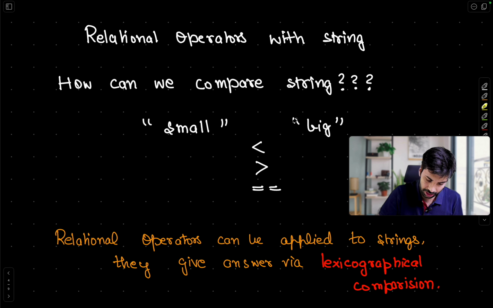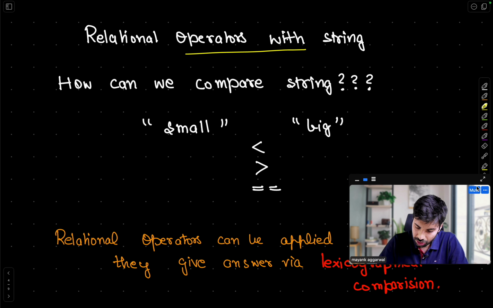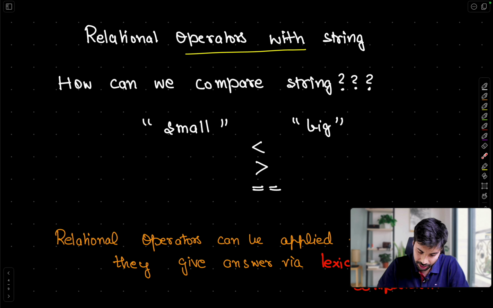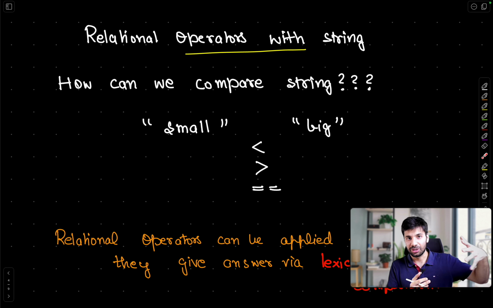Now you are going to see relationship operators with strings. How can we compare strings? That is something we have never done. How can you say which is small and which is big, which is greater? You may think that big is greater, but small has 5 characters. Here we have 5 characters, here we have 3 characters. It's our understanding that big means bigger and small means smaller, but Python doesn't know that meaning, right? And tomorrow if you compare Hindi words and everything, how is it going to happen?